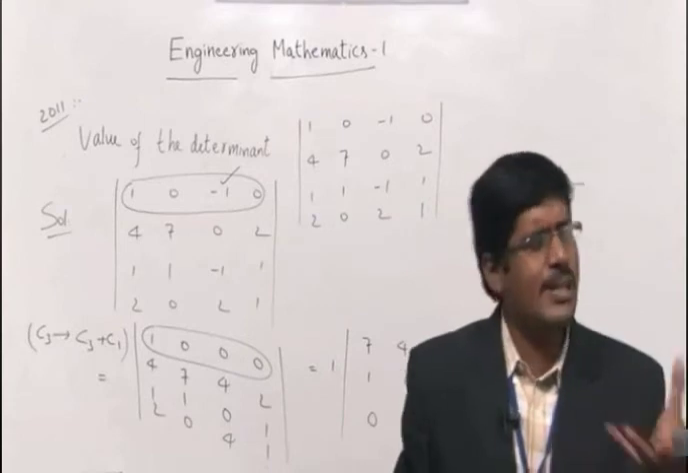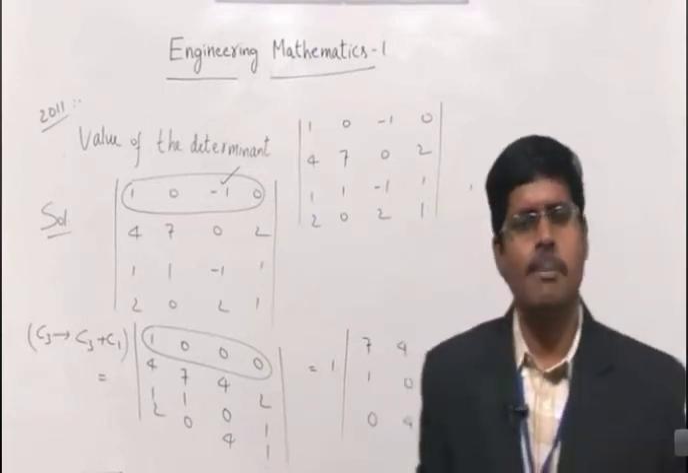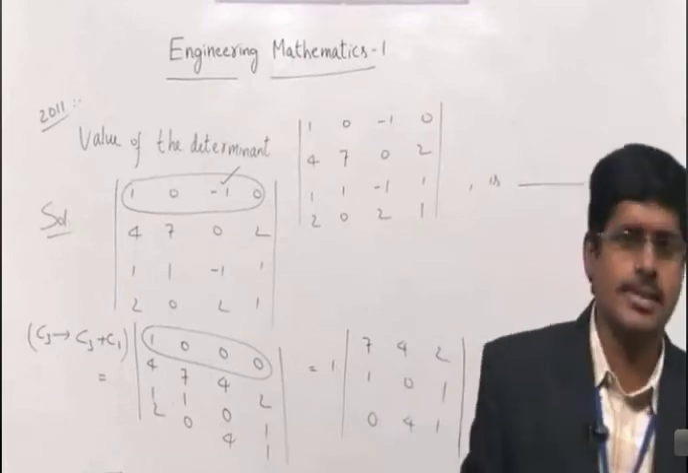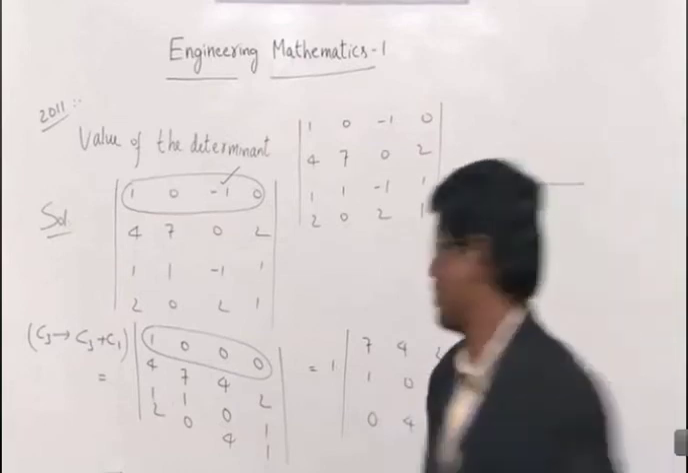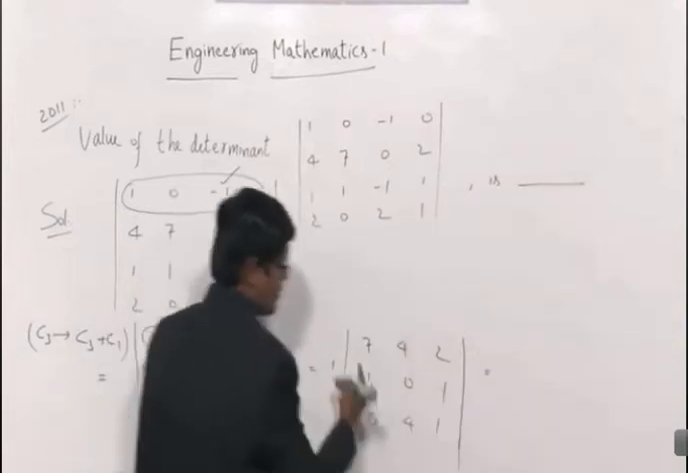Now here this is a 4 by 4 matrix. The minor of every element is a 3 by 3 matrix. Now look at your previous problem, a 3 by 3 matrix. The minor of every element is a 2 by 2 matrix, I mean the determinant of a 2 by 2 matrix. Now you know how to expand this determinant.